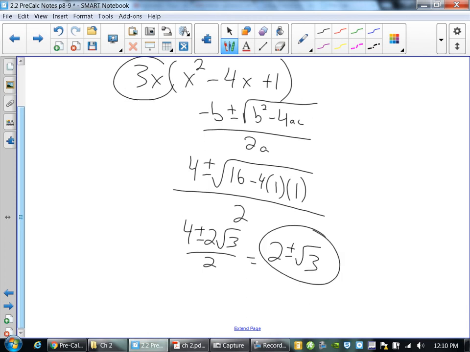And then this 3x, what do you do with that to find it? Set equal to 0. So what's x then? 0. So in this case here you have 3 zeros because it's a third degree polynomial. Remember the rules where you can have up to that many zeros. So it's going to cross the x-axis at 0, 2 plus root 3, and 2 minus root 3.